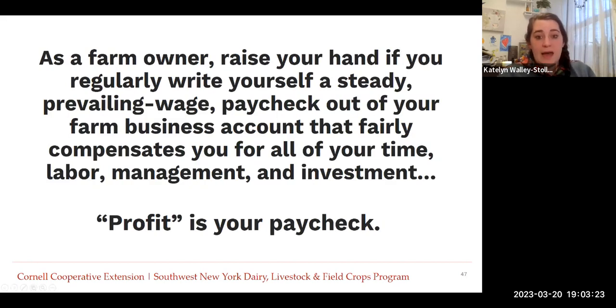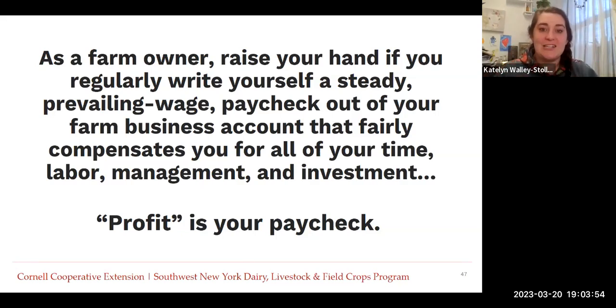So go ahead and use the chat box. If you are a farm owner operator and you regularly write yourself a check that's steady, prevailing wage out of your farm business account that fairly compensates for all of your time, all of your labor, all of your management, all of your investment, go ahead and let us know in the chat. Right. I have never met a farmer who is consistently writing themselves a paycheck.